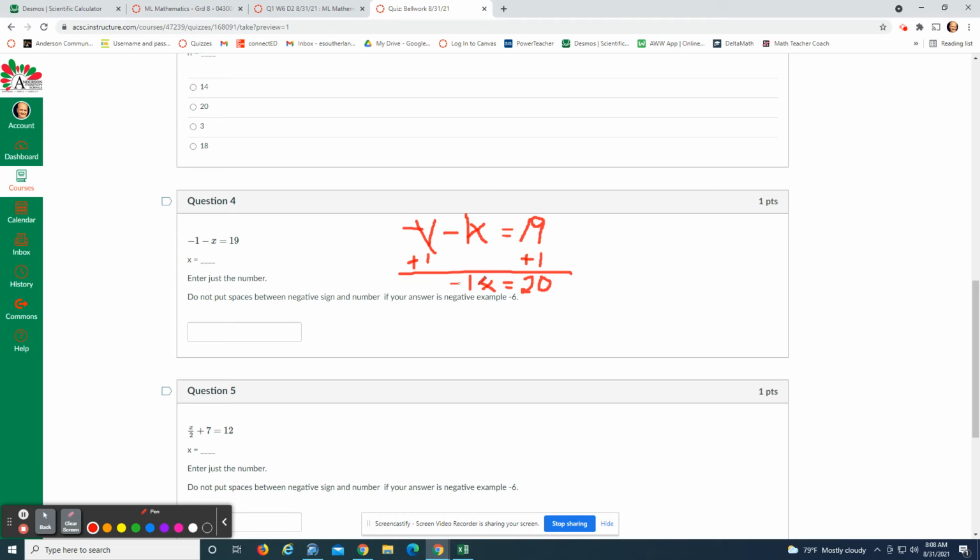How do I get rid of the -1 here? Nope. I've got to divide because it means to multiply there. So divide by -1. Those will cancel. X drops down. 20 divided by -1 is -20. So right here you put -20. Make sure you don't put any spaces.